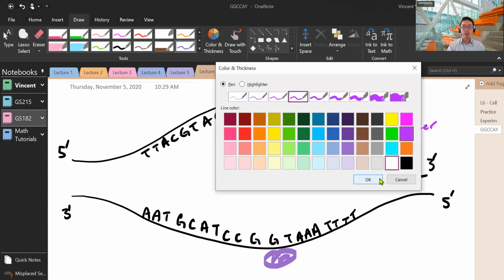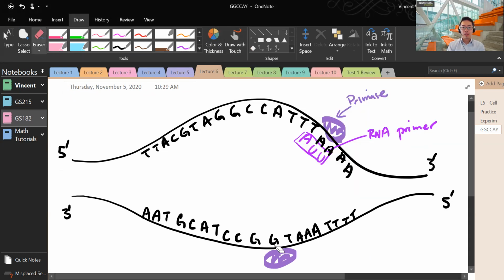And we're going to do the same thing on the other strand. So this is GTA, so the RNA primer is going to read CAU. Okay, so that is going to help our DNA polymerase.